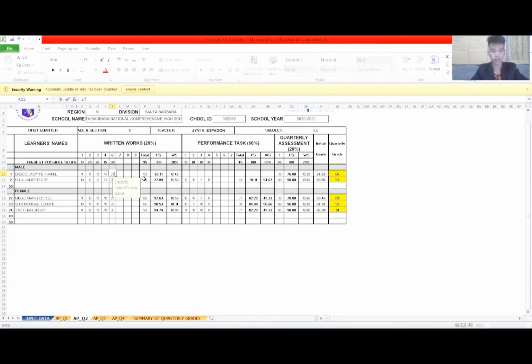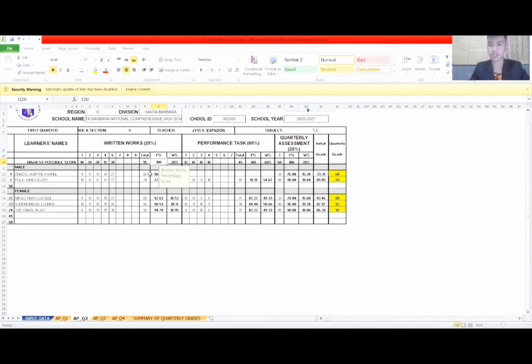Okay, so now you have assumed scores, percentage score, and weighted score here, because the E-class record is automatic because of the formula. The total of my written works here is 95. The total score of Mr. Ongko is 59. So why did it come up with a percentage score of 62.11? Because 59 will be divided by 95 and multiplied by 100.